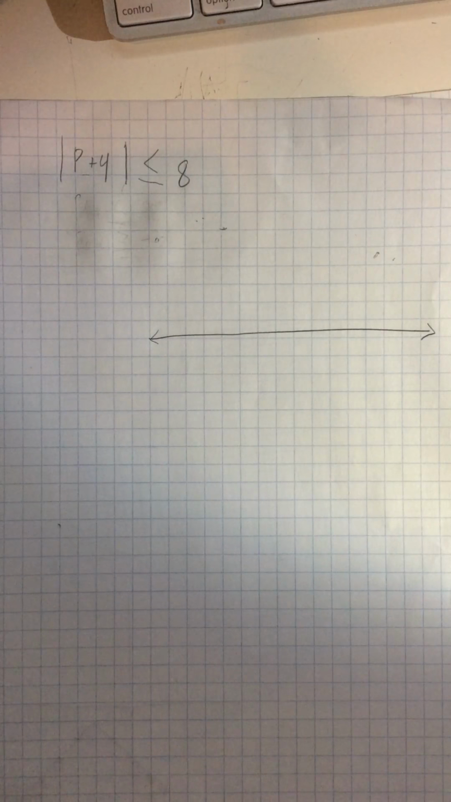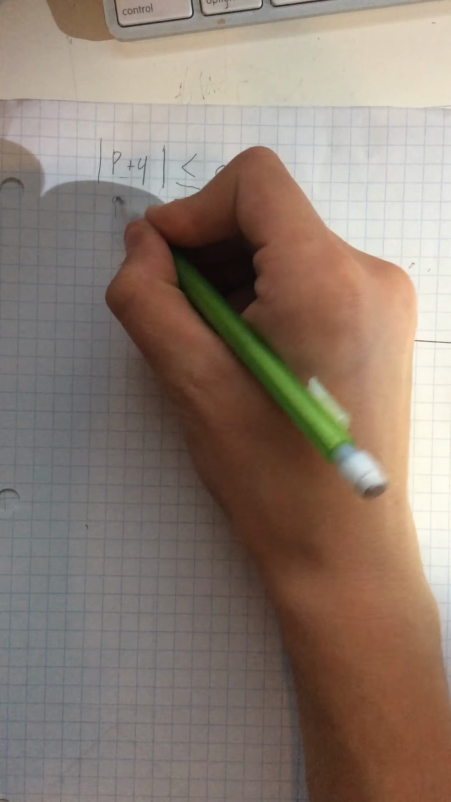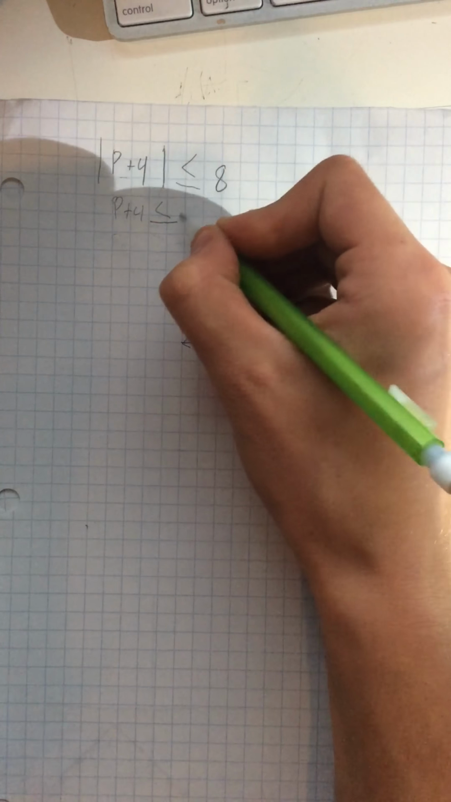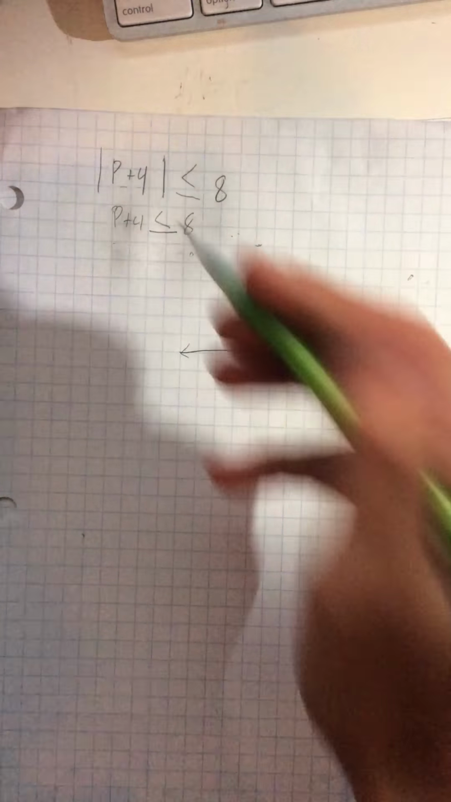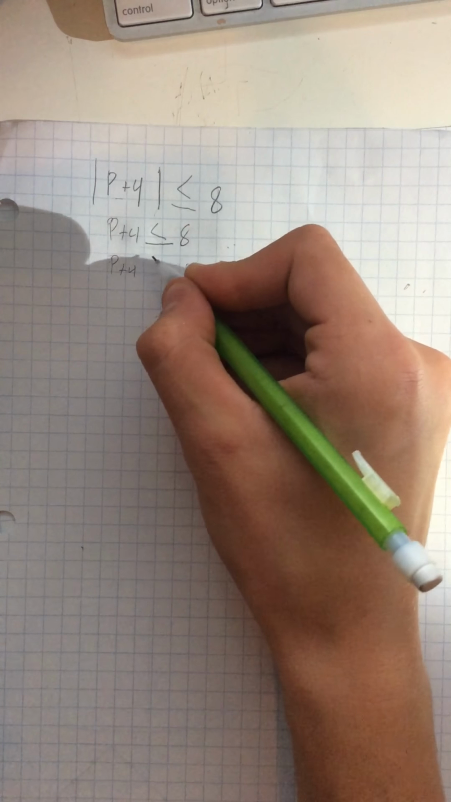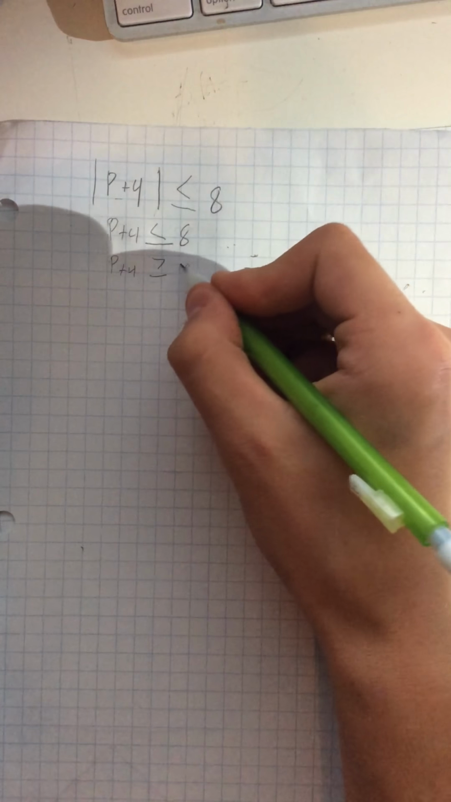Now we're going to have to put this into two equations without the absolute value. Because the absolute value is alone on one side, we can take it out and put p plus 4 is less than or equal to 8. But then we have to do a second equation for negative 8, because negative 8 is also 8 spaces away from 0, just like 8. So if we go p plus 4, and this is the important part, we switch the sign, switch the direction, and put negative 8.